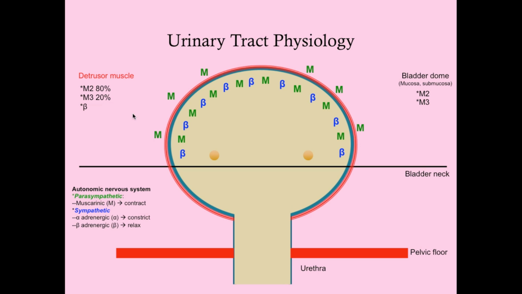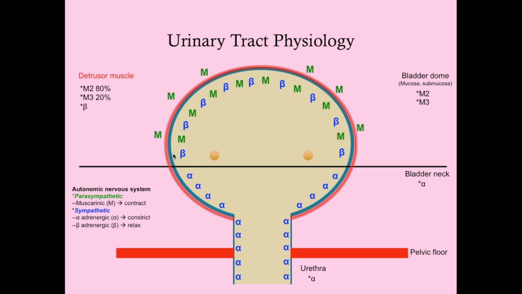Now the muscarinic receptors, they do pretty similar things. So they're going to, when they're activated, well, it works sort of opposite. When they're activated, they contract the bladder. And when they're inactivated, they are going to relax. And the muscarinic receptors are parasympathetic, so they're activated by acetylcholine. The beta-adrenergic receptors are sympathetic, so they're going to be activated by norepinephrine and epinephrine.